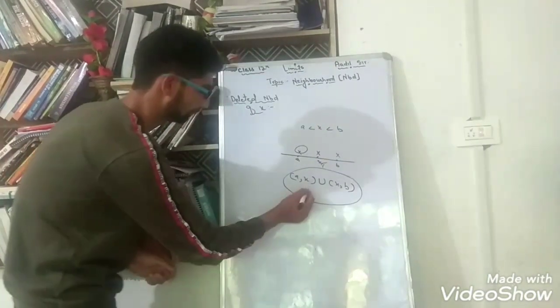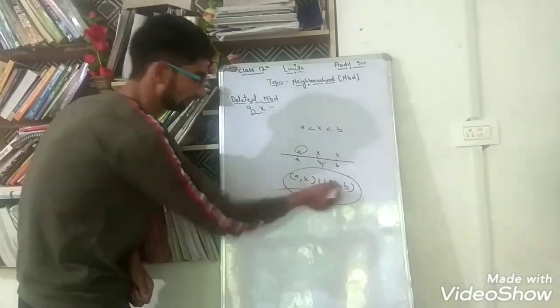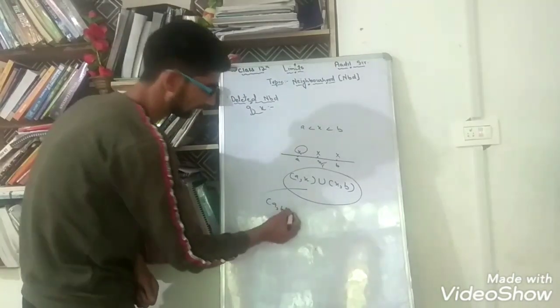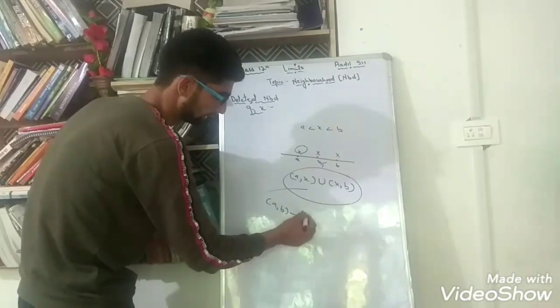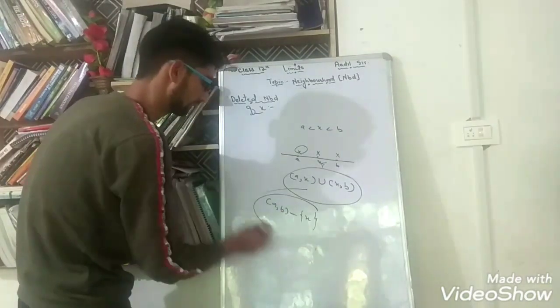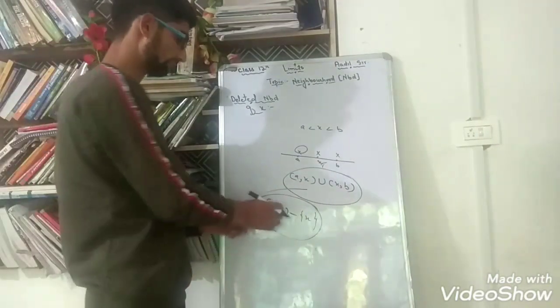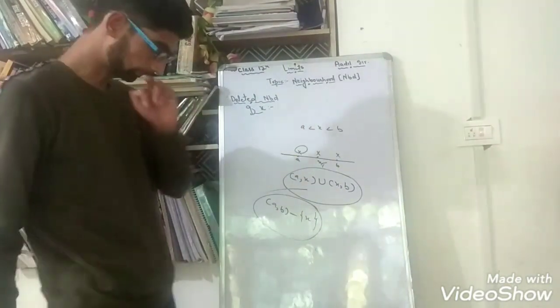We can also write it like this: the open interval (a, b) minus the element x. This is also the form of this very set, and this set we call the deleted neighborhood of this x.